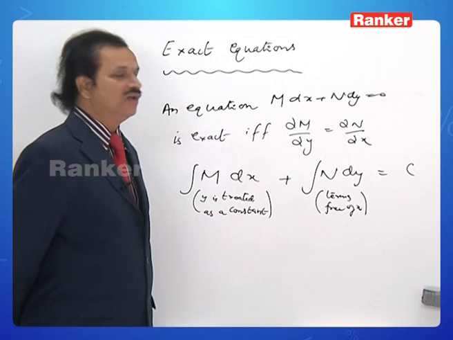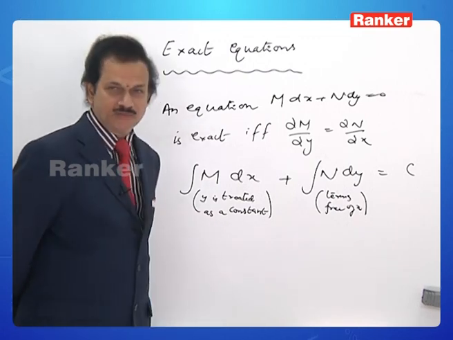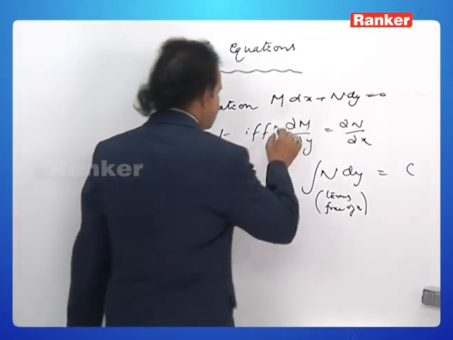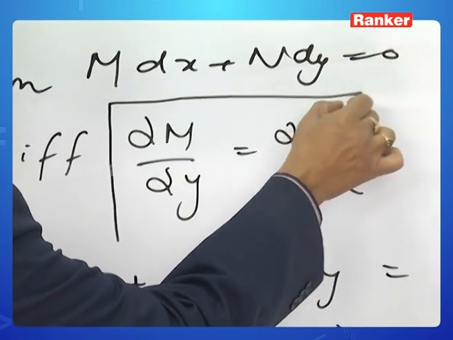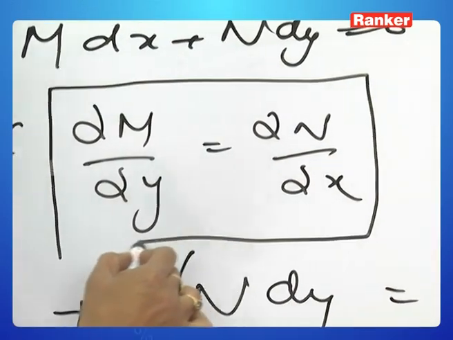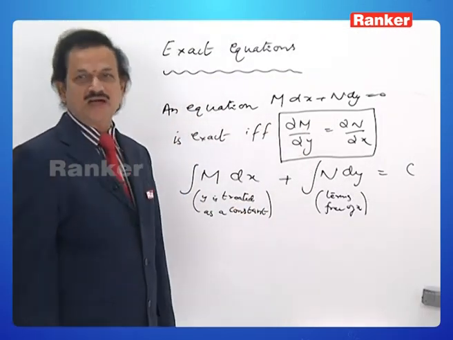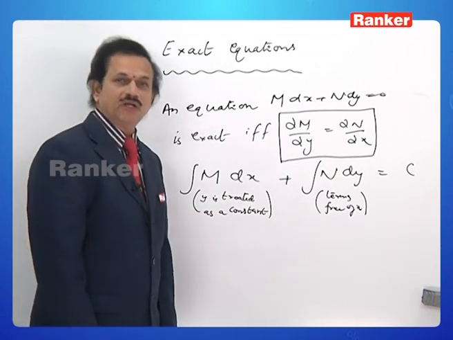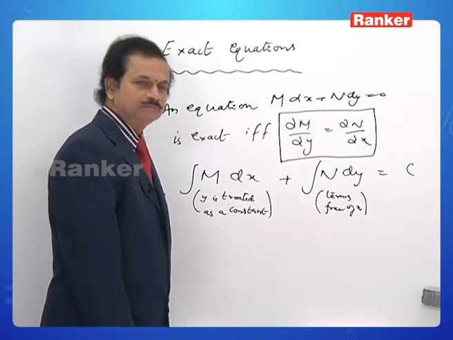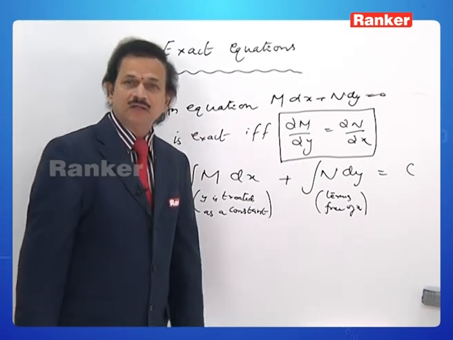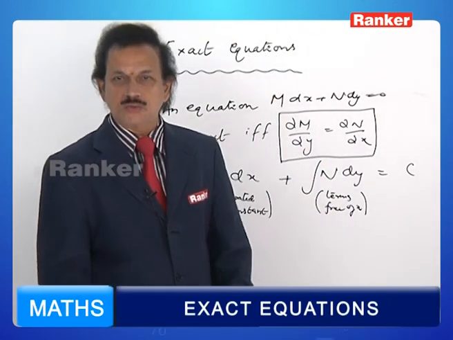equation is exact. M dx plus N dy is equal to 0 is exact if and only if dou M by dou y is equal to dou N by dou x. And of course, this is the necessary and the sufficient condition, the crucial condition that must be satisfied to say whether the given equation is exact or not. We shall now look at a few examples of exact differential equations.